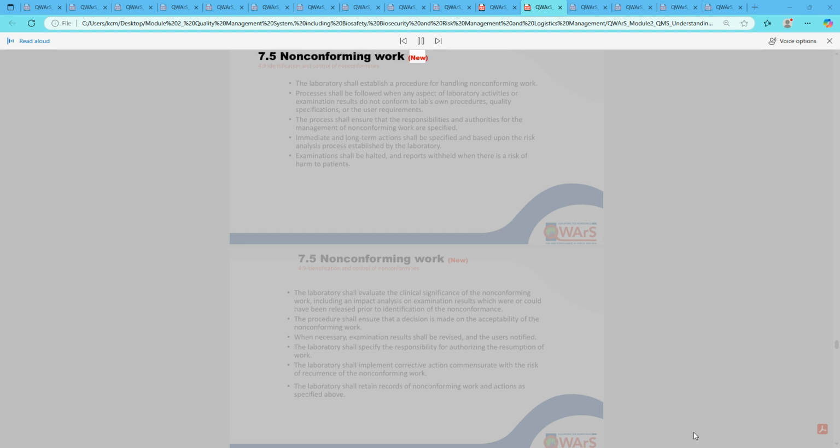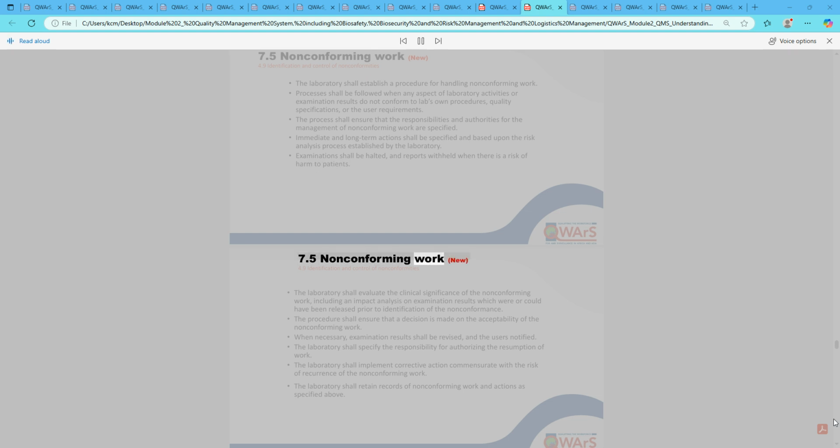7.5 Nonconforming work, new. 4.9 Identification and control of nonconformities. The laboratory shall establish a procedure for handling nonconforming work. Processes shall be followed when any aspect of laboratory activities or examination results do not conform to the lab's own procedures, quality specifications, or the user requirements. The process shall ensure that the responsibilities and authorities for the management of nonconforming work are specified. Immediate and long-term actions shall be specified and based upon the risk analysis process established by the laboratory. Examinations shall be halted and reports withheld when there is a risk of harm to patients.